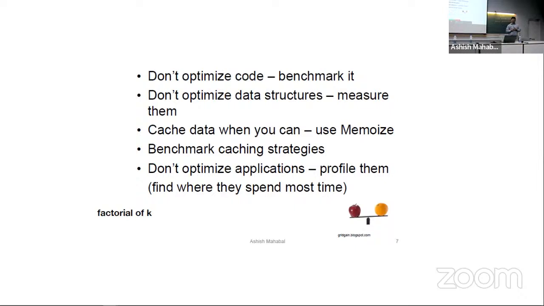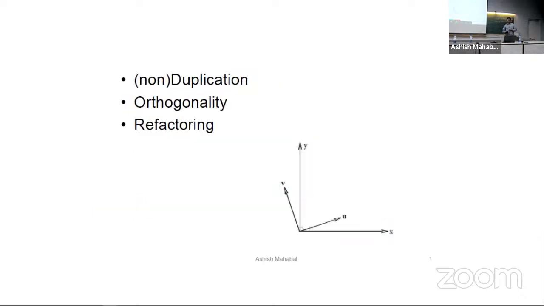Then you should also benchmark caching strategies. It's not always the same caching strategy that works for everything, and this is especially true when you have large data sets. And then don't optimize applications, but profile them. Try to figure out where different parts of the program are taking up all the time that they have. These are three very critical things that you should keep in mind.